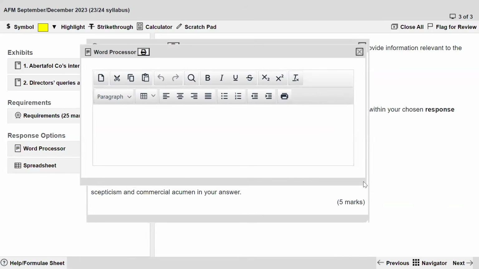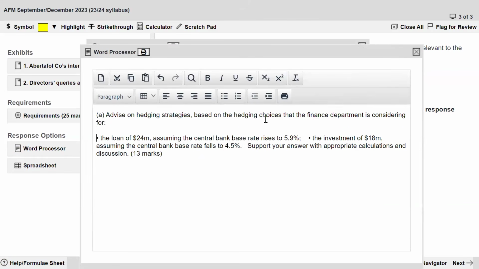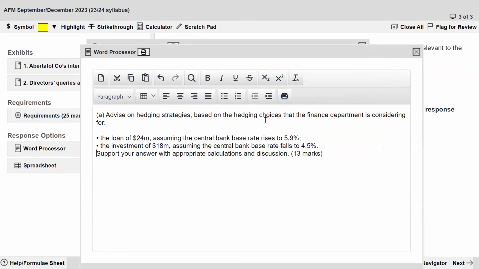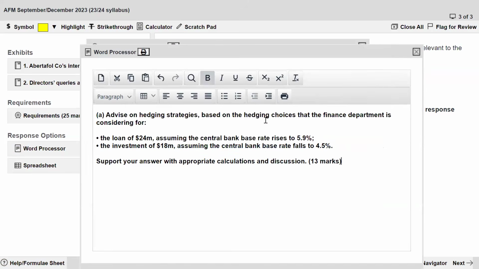So what have I done? I will copy this and paste it here. It says advise on the hedging strategies based on the hedging choices that the finance department is considering for the loan of $24 million, assuming the central bank base rate rises to 5.9%. The investment of $18 million, assuming the central bank base rate falls to 4.5%. That's what you have to do.